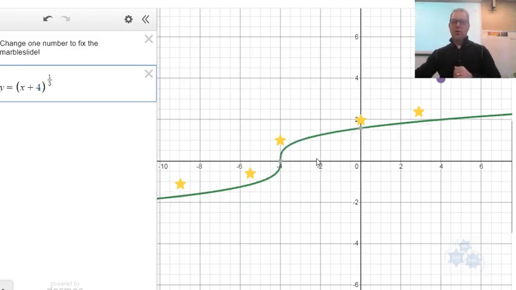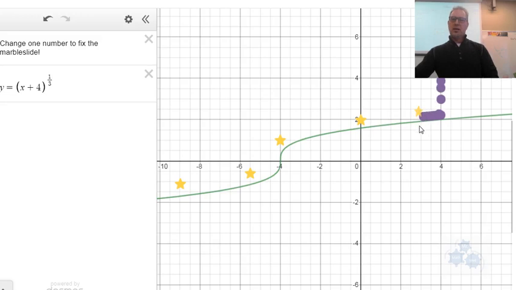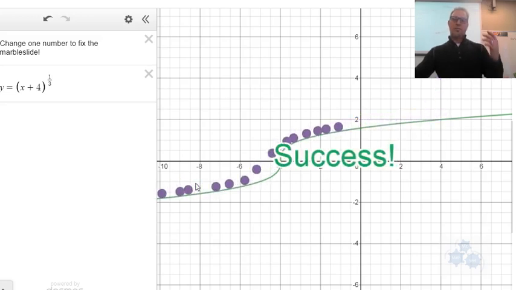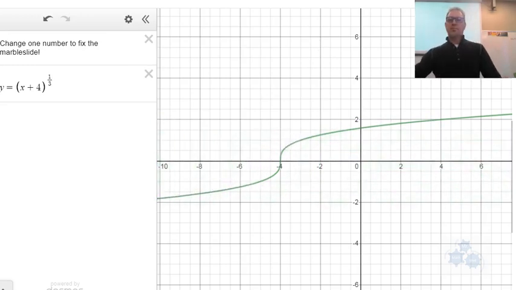Yeah. So if I put a 4 in there, look at that. It moves the graph just straight left. Now, I don't know if that's going to be quite enough because I have to hit all those stars. That actually looks pretty good. So let's see how we're doing. Hit 1, hit 2. Yep. Oh, there we go. That's awesome.